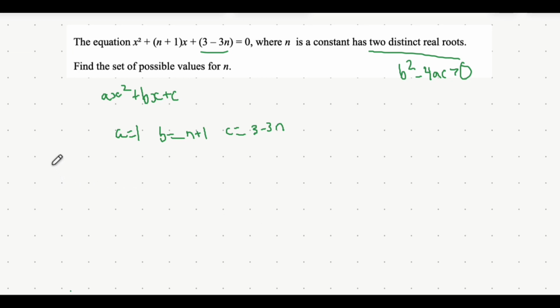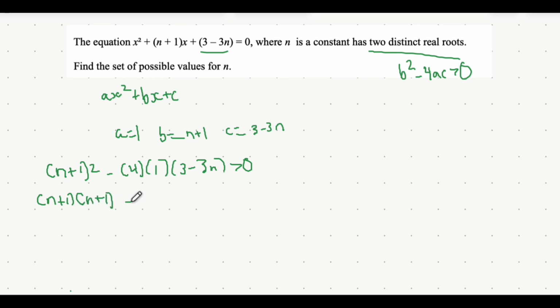Let's do that. So we have b squared, which is n plus 1 all squared, minus, I like to put everything in brackets, so 4 in brackets multiplied by a, which is 1, multiplied by c, which is 3 minus 3n, is all larger than 0. Now, when you square something, that's essentially the same as multiplying it by itself. So I'm going to write this out as n plus 1, and then 4 times 1 is 4, and then in brackets 3 minus 3n is all larger than 0.